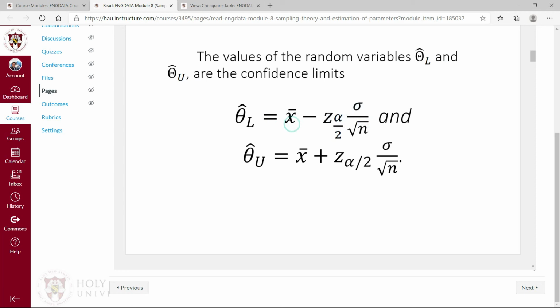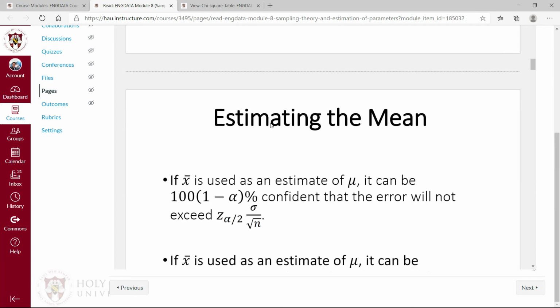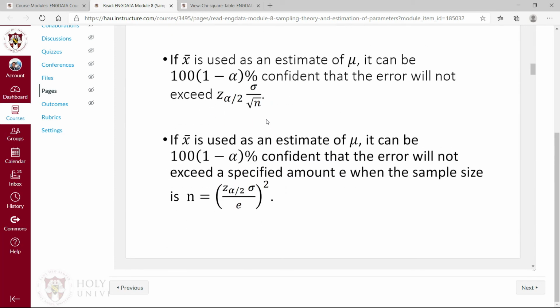Okay, so this is the mean, and then the alpha level z-score multiplied by the standard deviation over the square root of n. That is plus or minus: plus for the upper limit and minus for the lower limit. Okay, and these are simply the notes.